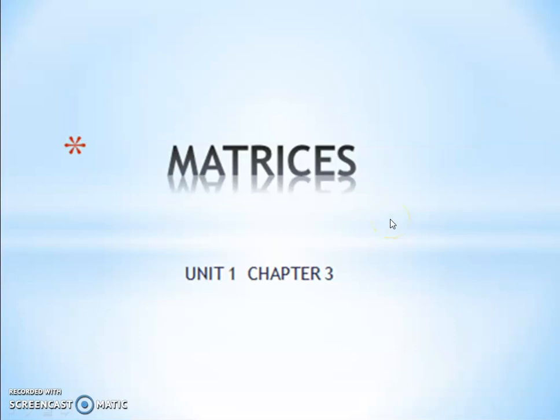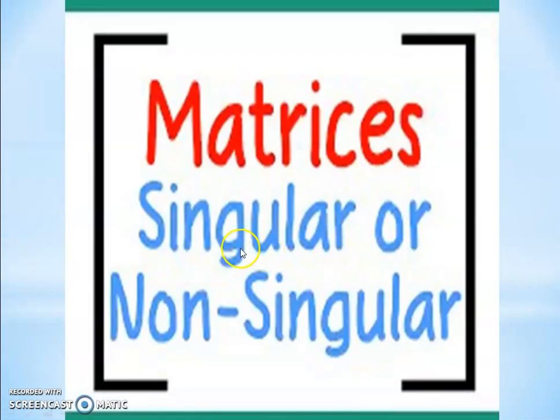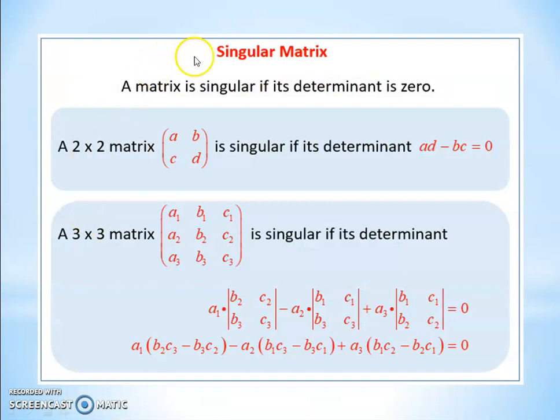Today's lecture depends on our matrices chapter, unit 1, chapter number 3. Today's lecture topic is a very interesting one: singular and non-singular matrices. That is, we have to check whether a given matrix is singular or non-singular. Then how do we check? That is the condition.